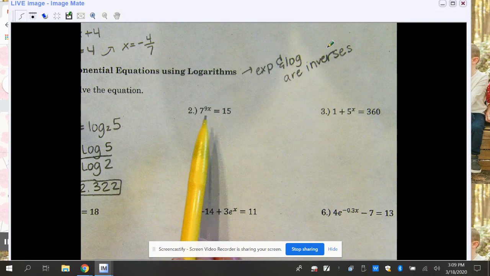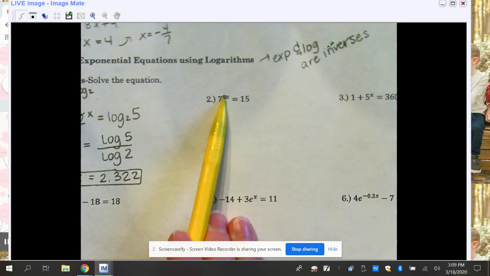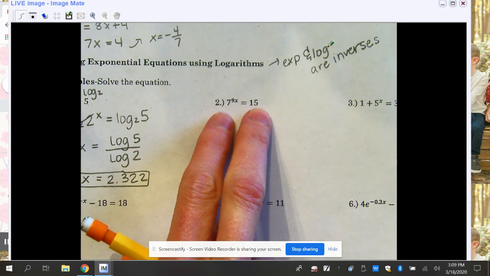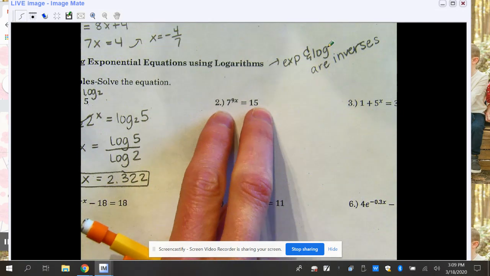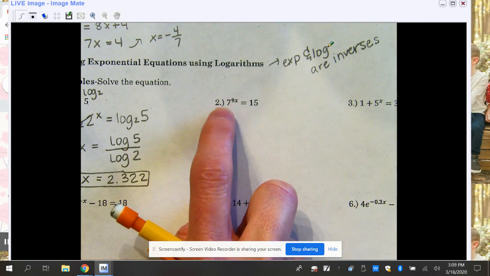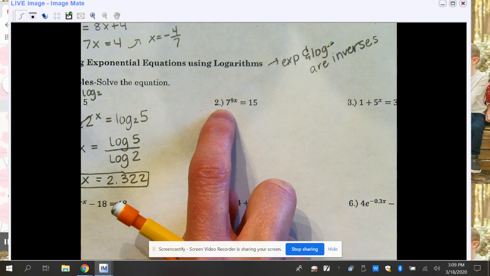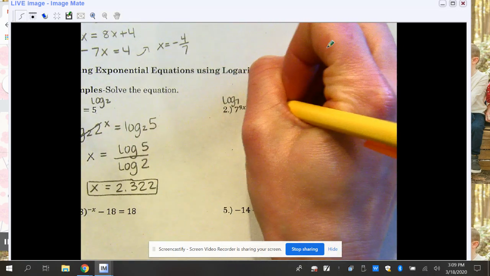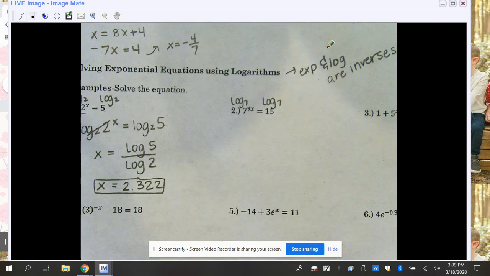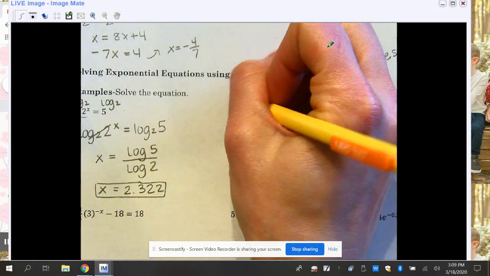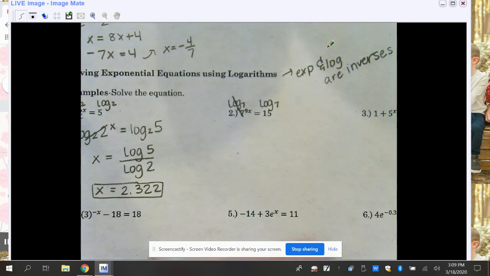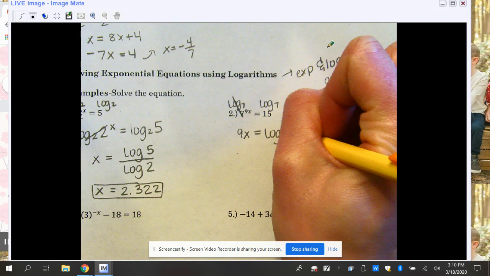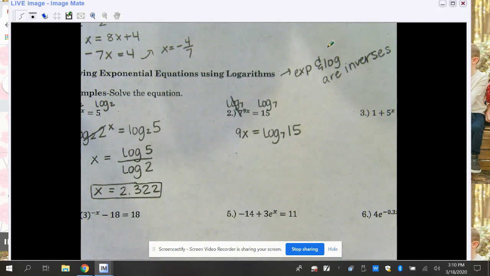All right, so I'm going to do the same thing here. So now I've got 7 to the 9x equals 15. Well, I cannot rewrite these two values with the same base. And so if I'm trying to get that variable, and right now it's the exponent with a base of 7, the inverse of that is going to be to take log base 7 of both sides. So now those will cancel each other out, leaving me with just 9x equals log base 7 of 15.